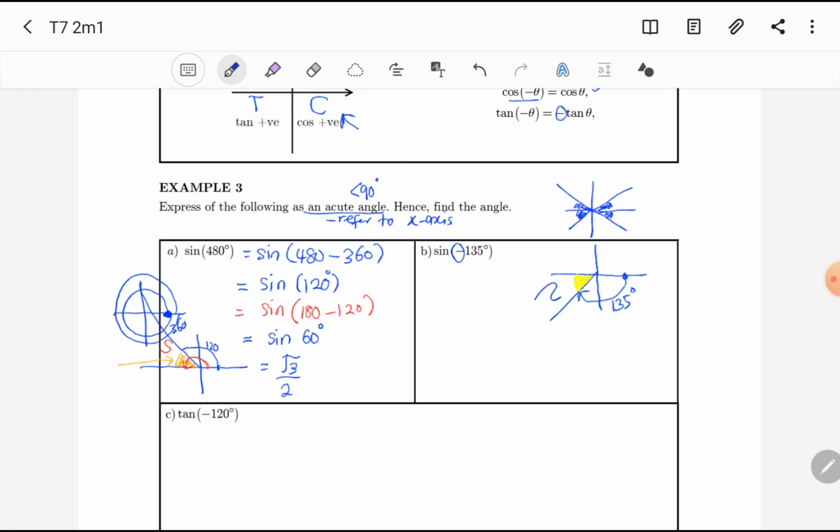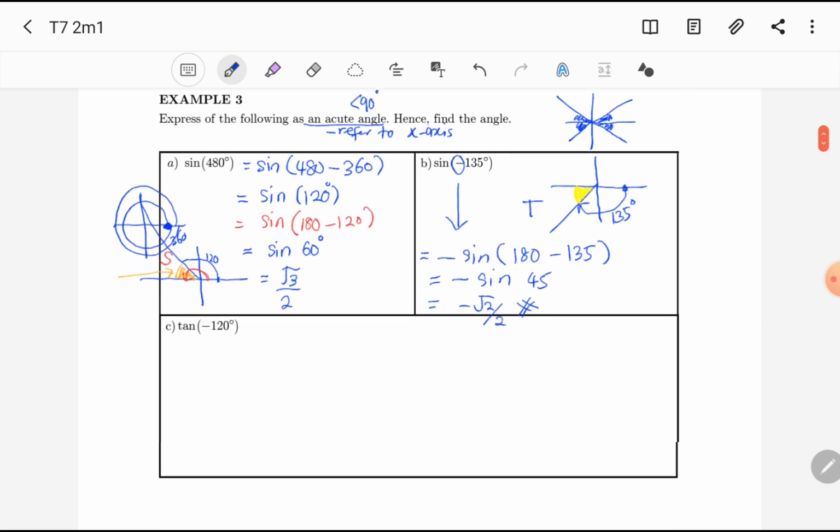So, kita tahu kedudukan dia dekat mana ni? Negative 135 ni kat mana ni? Dekat third quadrant. Okay, so kalau third quadrant, apa yang positif? A, S, T, C. Tangent positif. So kalau sin positif ke negatif? Yes, negatif. So sama dengan negatif sin 180 minus 135. Nah, okay, so equals to negative sin 45 equals to negative root 2 over 2.